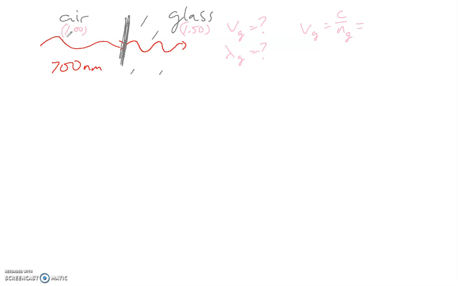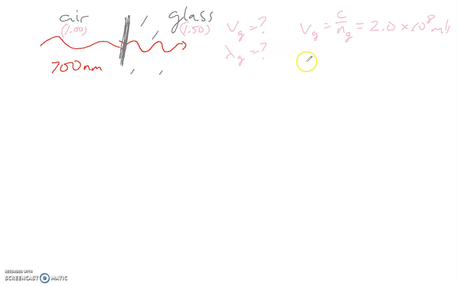So we take 3 times 10 to the 8, the speed of light in a vacuum, and divide it by the index for glass, which is 1.5. And we've had this before. It's going around 2 times 10 to the 8 meters per second in the glass. Then for the wavelength, we will do something very similar. It's all about the index.